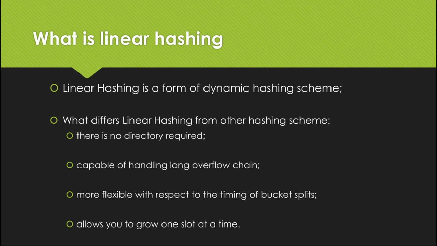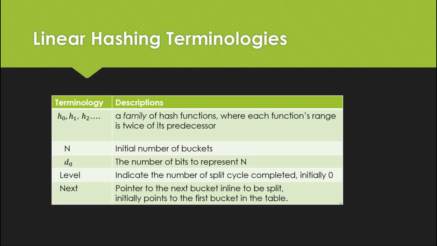Here are some terminologies that are used in linear hashing. H0, H1, and H2 indicate the hash function at level 0, 1, and 2 respectively, and there can be as many levels as you require to hold your keys. N is the number of initial buckets, D0 is the number of bits required to represent N, and level is the number that keeps track of how many split cycles have already been completed. And next is the pointer to the bucket next in line to be split. For now, we'll just introduce these terminologies and they'll become clearer once we show you an example.